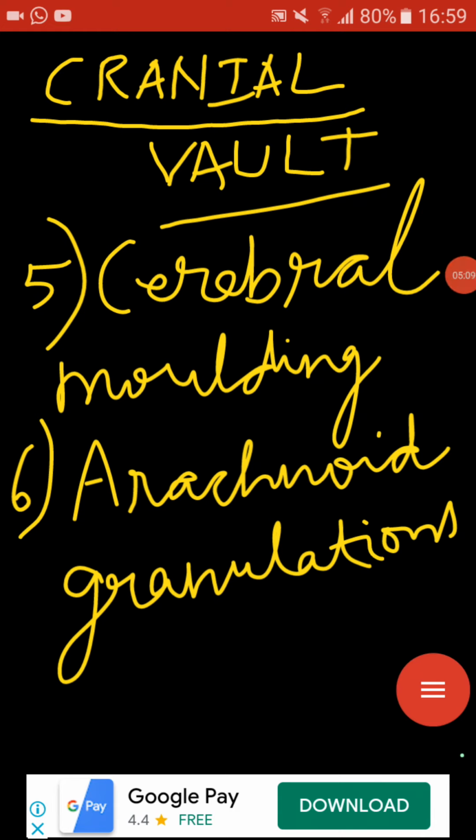Cerebral molding, which indicates normal impressions of the cerebral gyri, can also be seen in this view. In case of raised intracranial tension, the impressions become more pronounced and they produce a characteristic silver beaten appearance or copper beaten appearance of the skull. Next, arachnoid granulations, they may indent the parasagittal area of the skull to such an extent so as to simulate erosion by a meningioma.